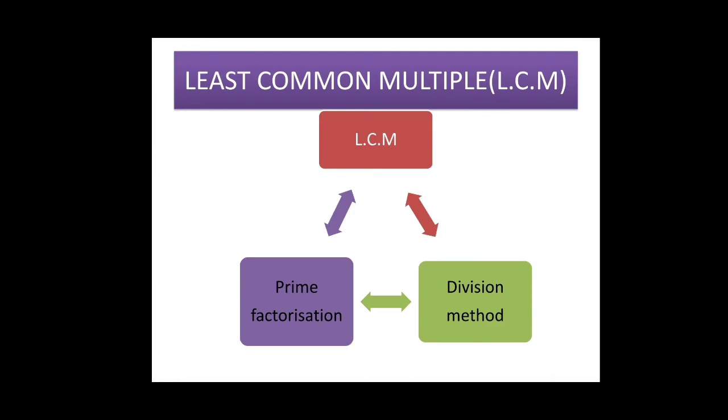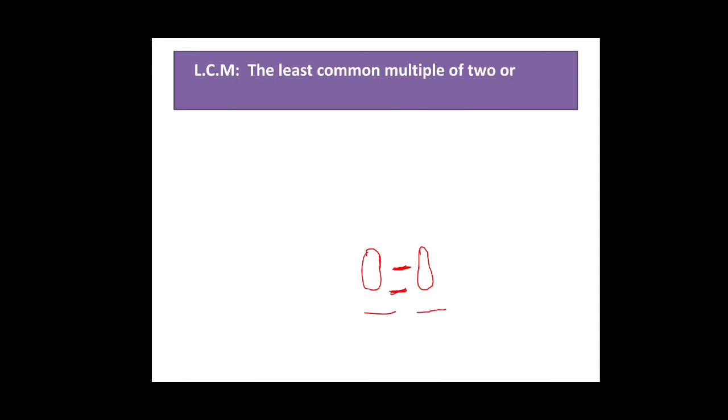Now let's start. In today's session, we are going to learn how to find LCM by two methods, that is prime factorization method and division method. Now let's start the prime factorization method. What is LCM? The least common multiple of two or more numbers is the lowest of their common multiples.